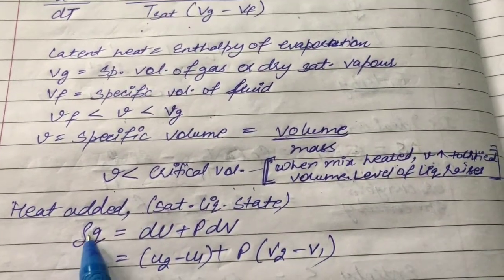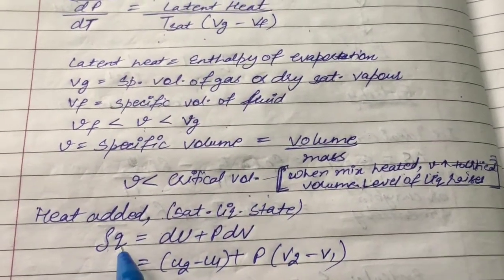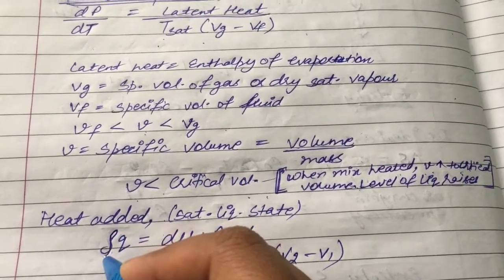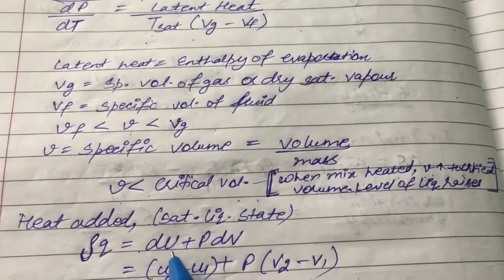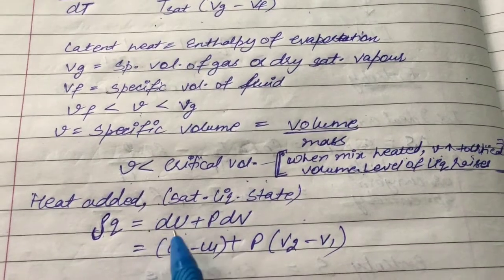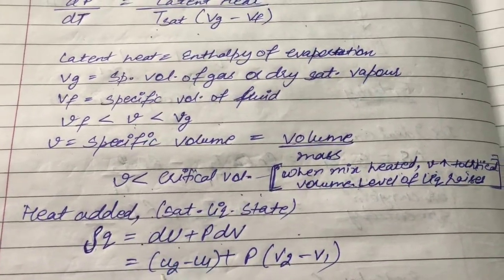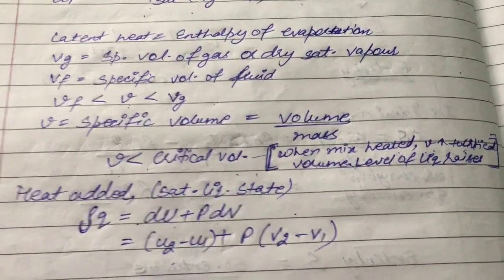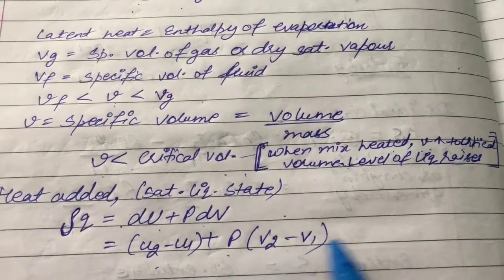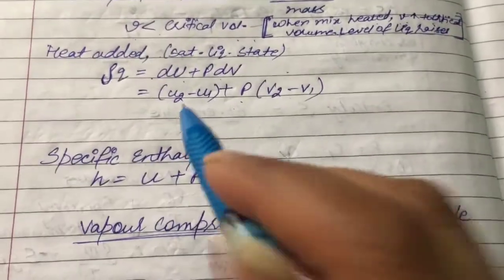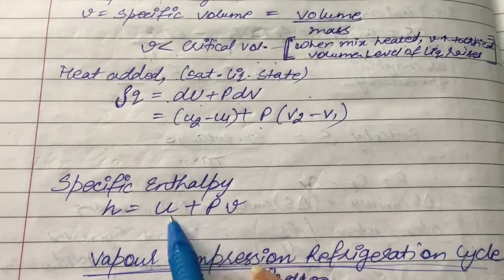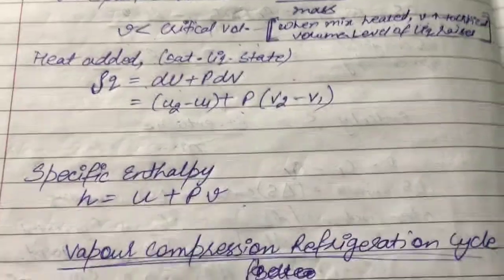In that case, our δQ, sorry, this is ρQ, is equal to du plus pdv, and du is the change in internal energy, which is equal to u2 minus u1, plus p into (v2 minus v1). And specific enthalpy we know, H is equal to u plus p into v.